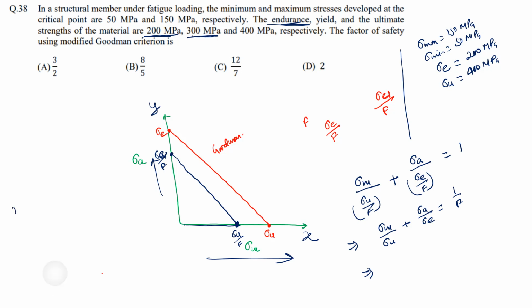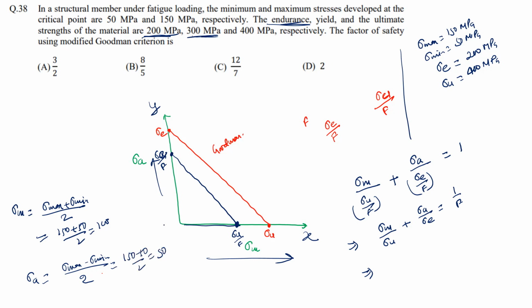Okay, so now if I ask you to find sigma mean, it will be sigma max plus sigma min by 2. So it shall be 150 plus 50 by 2, so that will be 100, right? And sigma alternating is sigma max minus sigma min by 2, so 150 minus 50 by 2, so it will be 50, right? So these are the two values we calculated. These we will use in this equation.